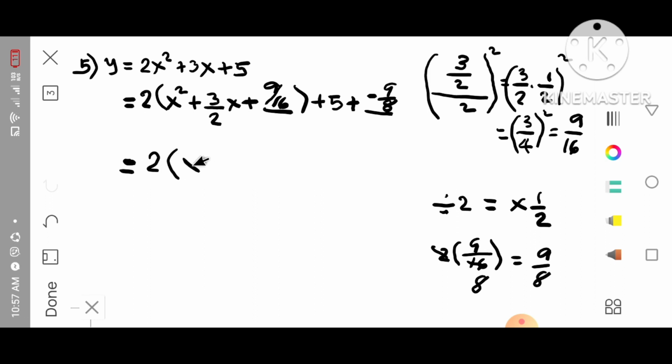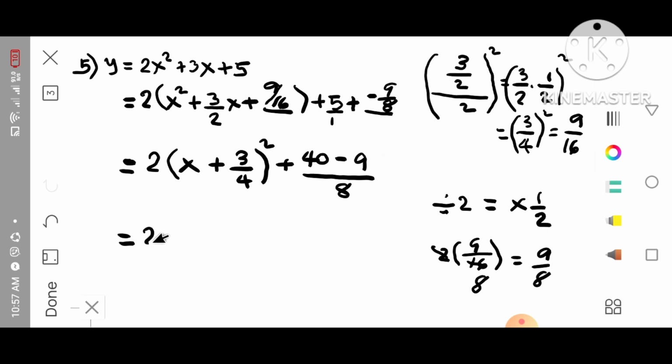Oh, now, simplifying further, we factor the perfect square trinomial. X plus square root of 9 over 16 is 3 over 4. And then quantity squared, no? All we have to do now is to combine 5 and negative 9/8, no? So we have LCD is 8. Lagyan ng 1 yung 5 kung nalilito, 5 over 1. And then divide, multiply. 8 divided by 1 is 8 times 5 is 40. Minus 8 divided by 8 is 1 times 9 is 9.